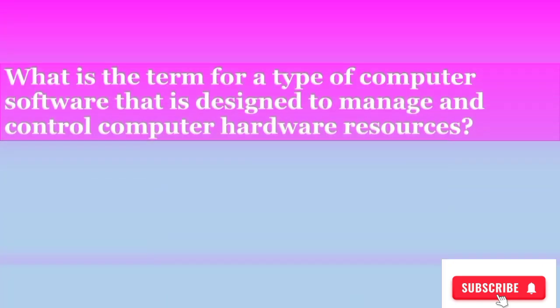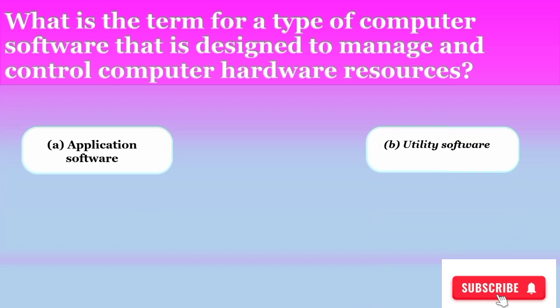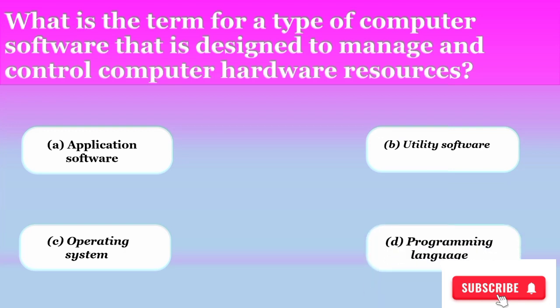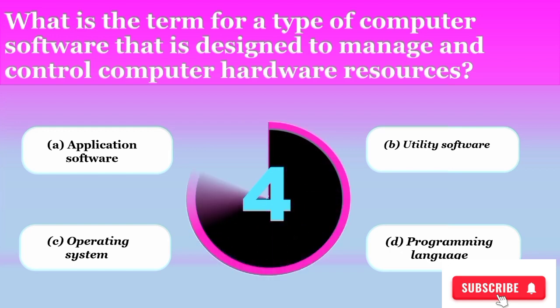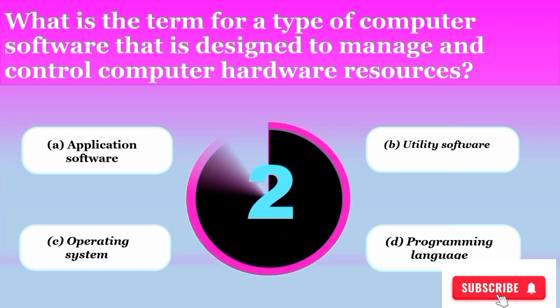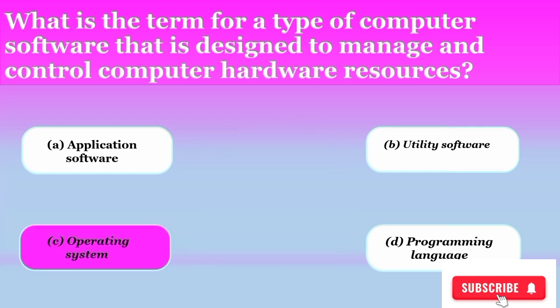What is the term for a type of computer software that is designed to manage and control computer hardware resources? A. Application software. B. Utility software. C. Operating system. D. Programming language. The correct option is option C, operating system.